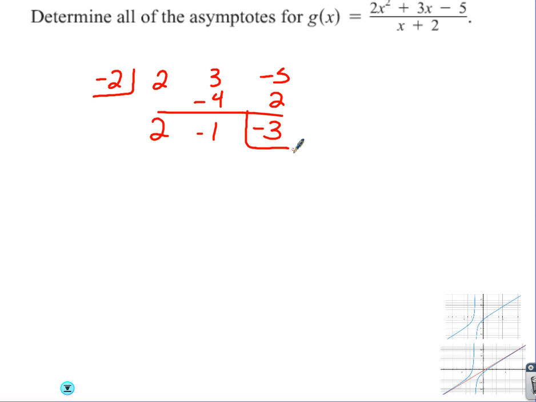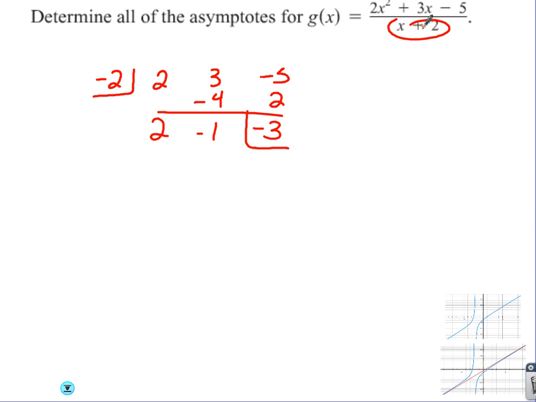If you got a remainder of 0, guess what? That would have been a hole. Because a remainder of 0 would have meant that x plus 2 was a factor of the top, and you just cleaned it up. You'd have had a hole there. Since you don't have a hole, let's rewrite this thing.